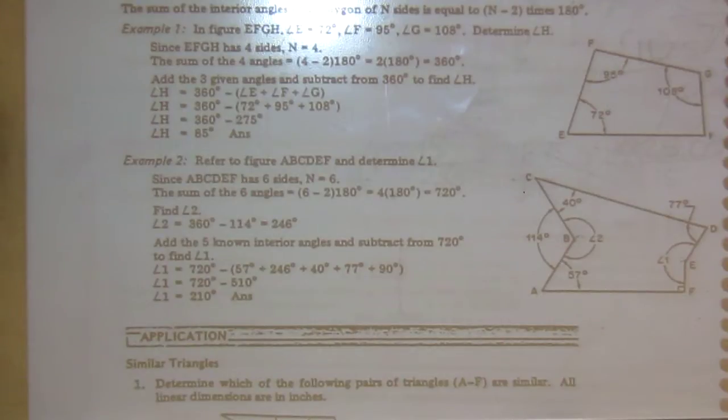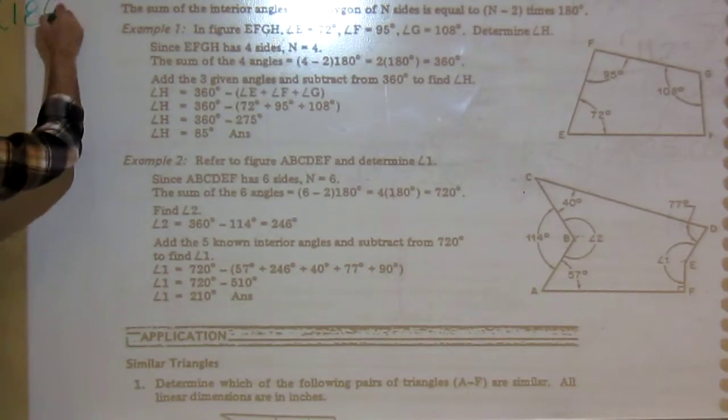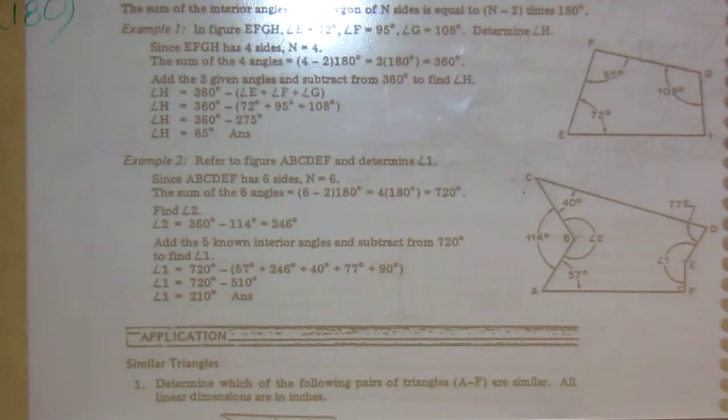I've got n minus 2 times 180, right? Well, n in this case is 3. All triangles have 3 sides. So 3 minus 2 leaves me 1. 1 times 180 leaves me 180. So if I know any two angles of any triangle, do I always know the third? Yeah, I'm going to take 180 and subtract the other 2. I don't have to use trig, I don't have to use the Pythagorean theorem, I don't need anything. It's plus-minus stuff.